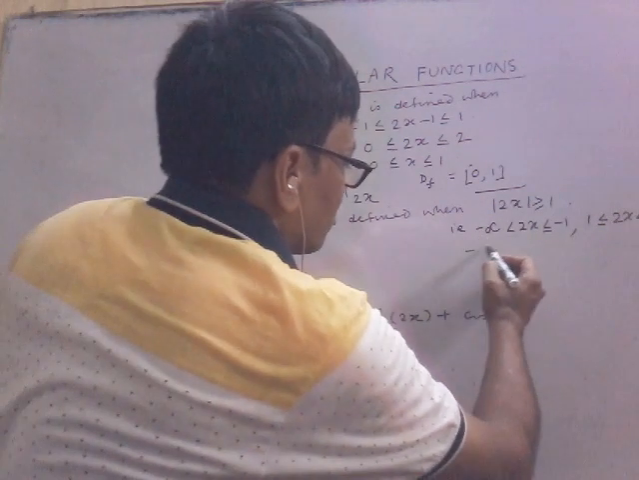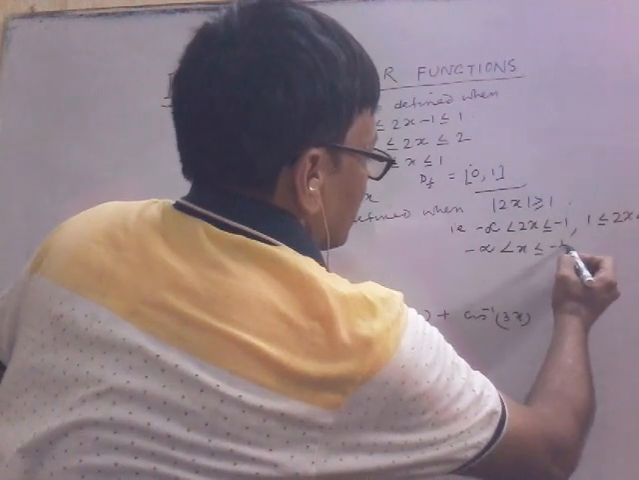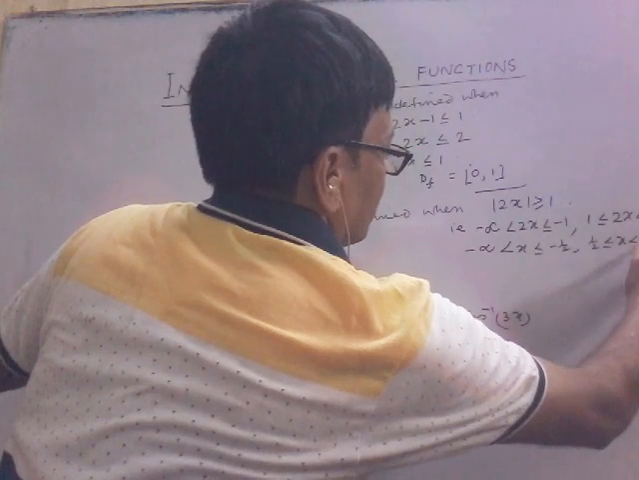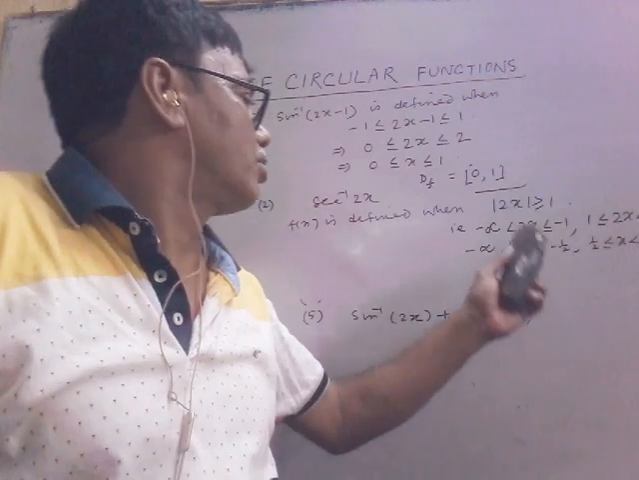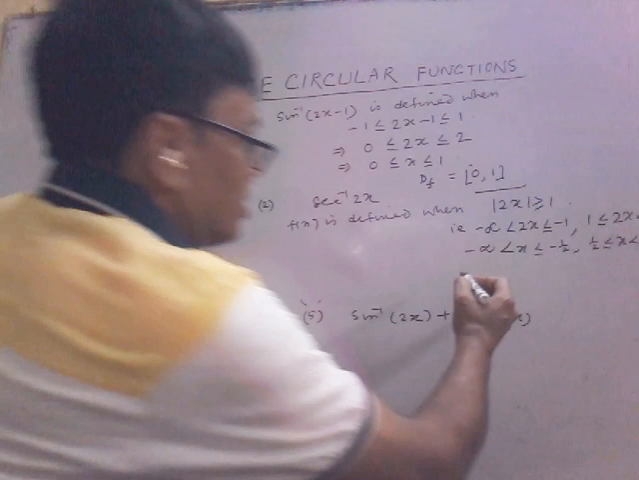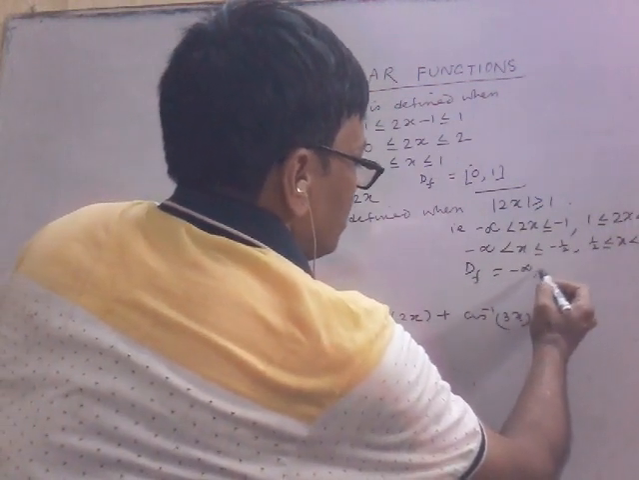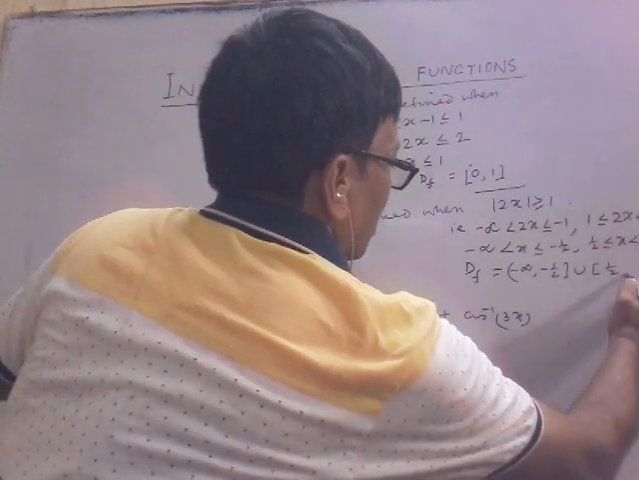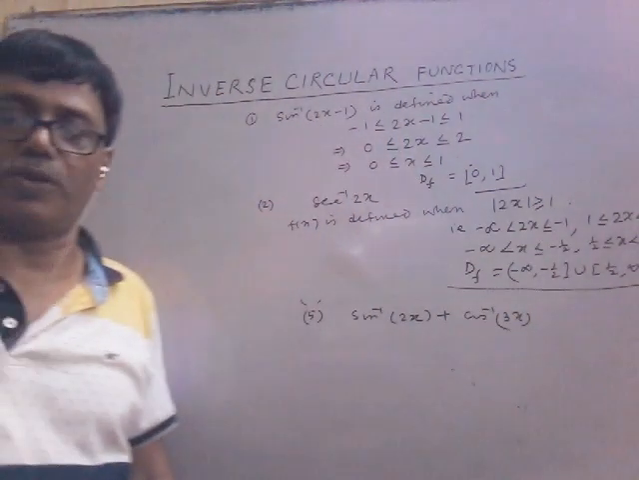So what is x? Minus infinity less than x less than or equal to minus half, and half less than or equal to x less than infinity. Infinity is an idea, so infinity by 2, we consider it as infinity. So what is Df? Df equals minus infinity comma minus half union half comma infinity. This is the domain.